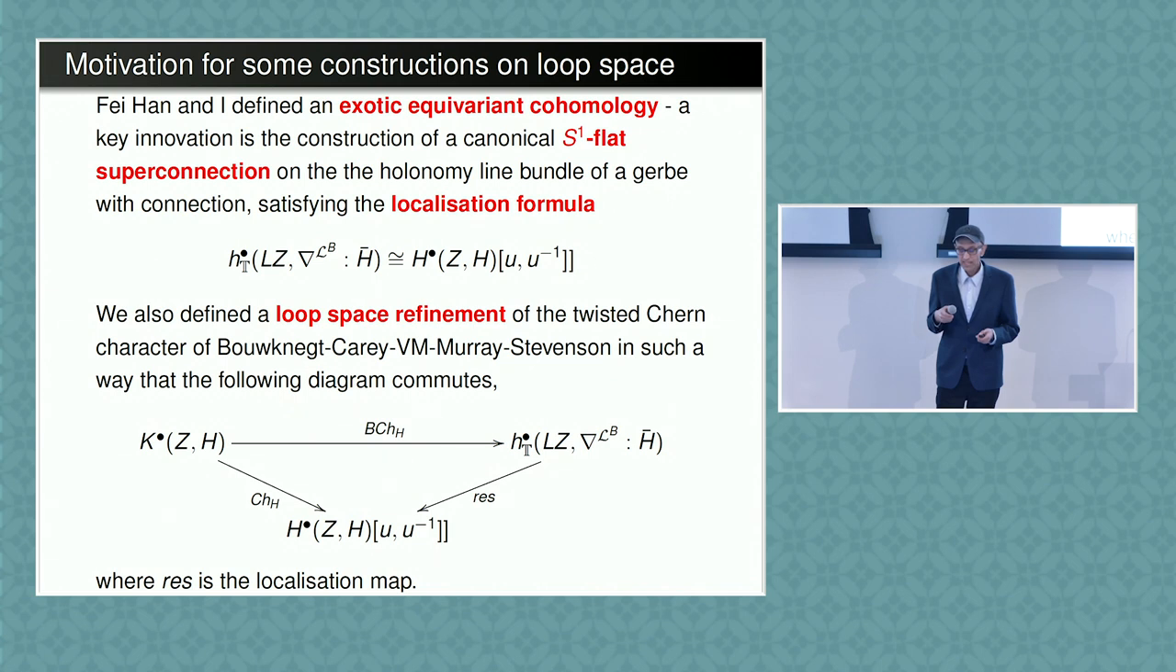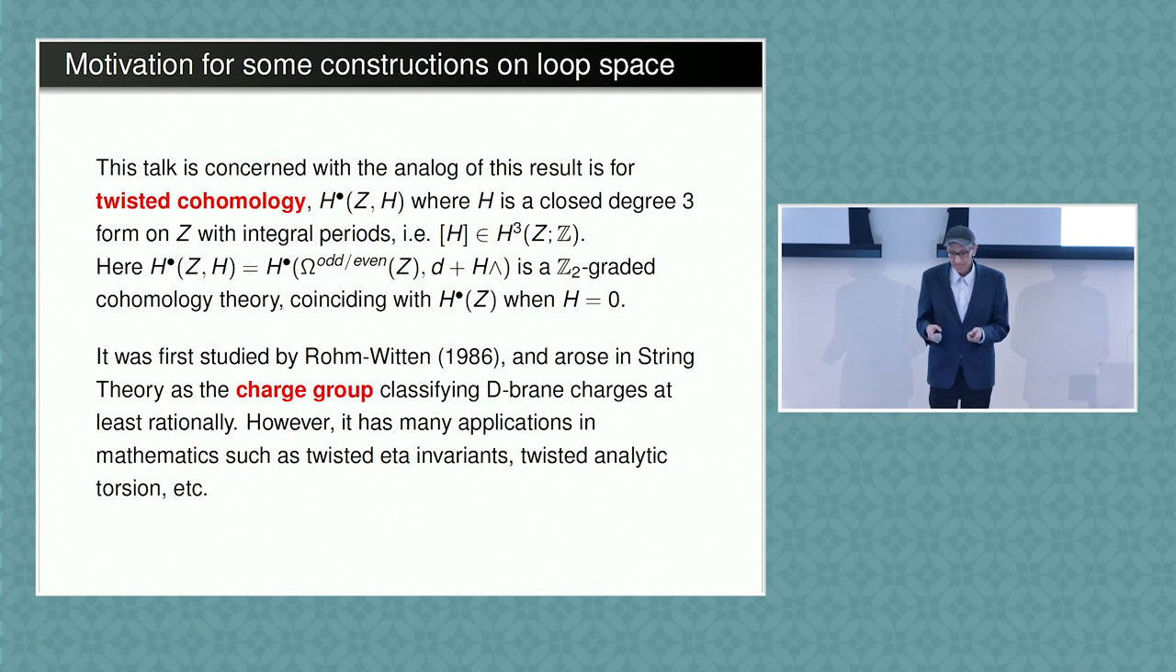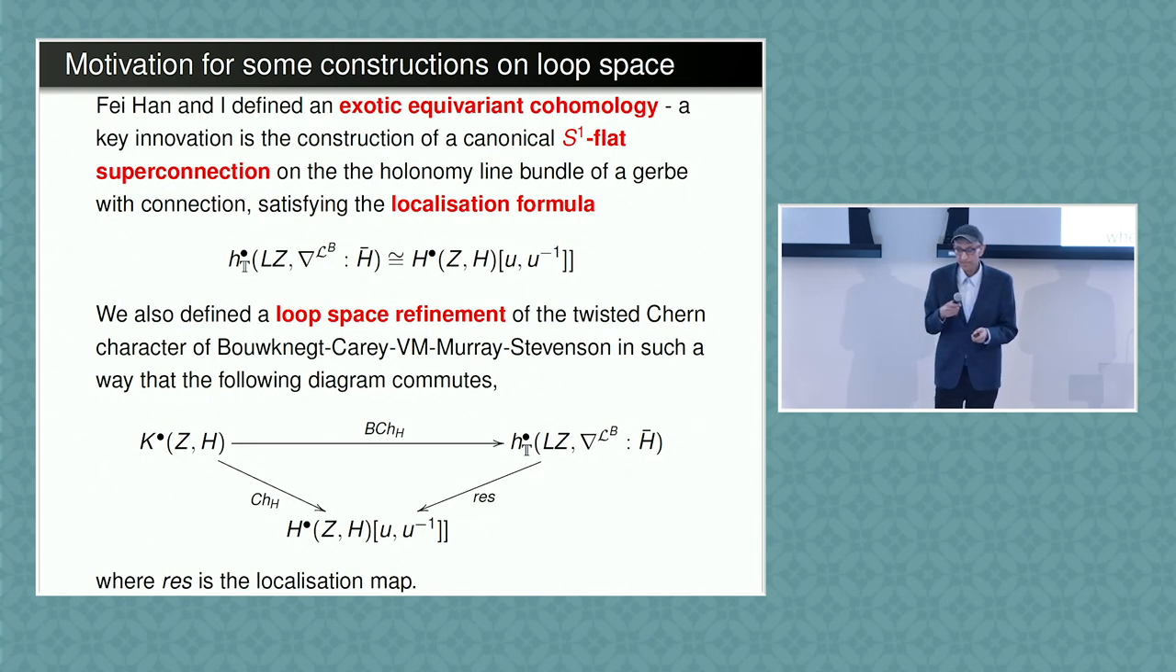So Fei Han and I actually studied a version of the Jones-Petrack sort of localization, but here things are more complicated. The thing is to find out what replaces equivariant cohomology of loop space, right? And this is where it gets interesting.